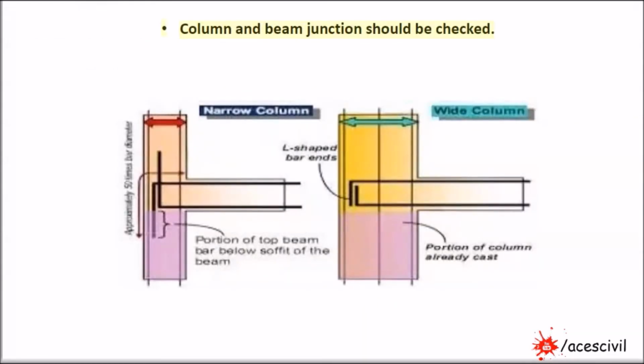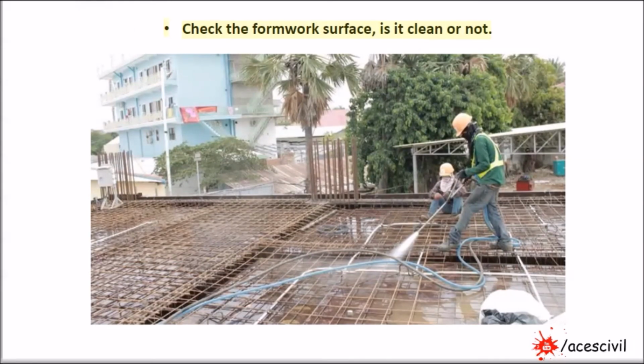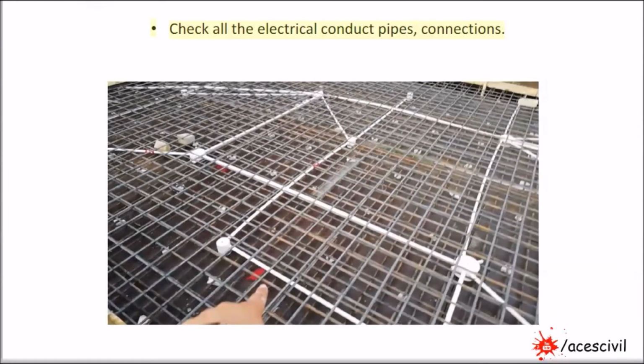Column and beam junction should be checked. Check whether beams and columns are straight or not, as per drawing. Check the formwork surface, is it clean or not? Check reinforcement for the beam and slab as per architectural drawing. Check all the electrical conduit pipes and connections.